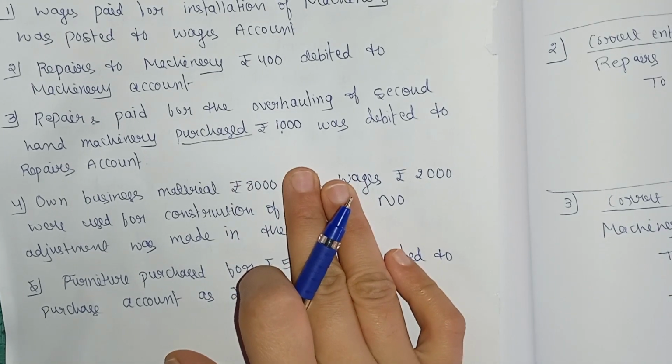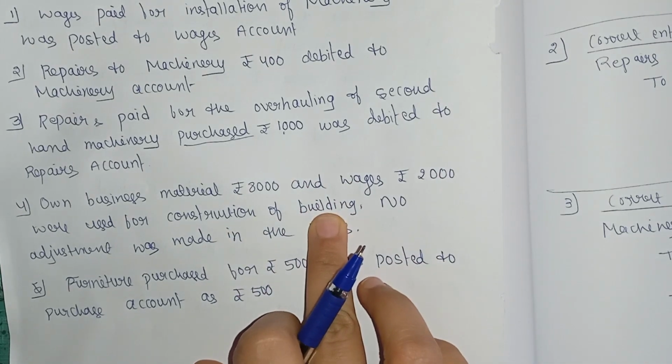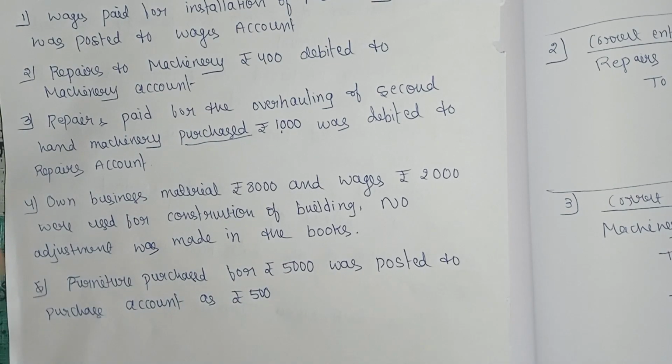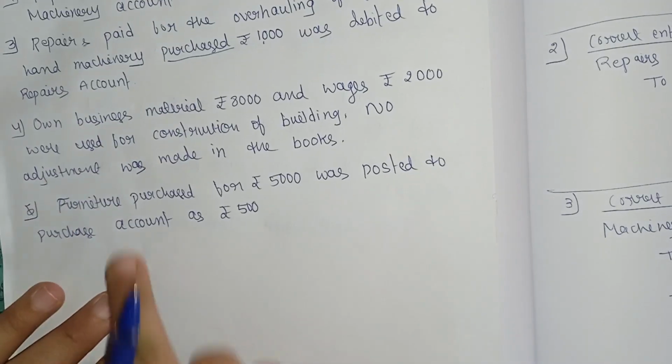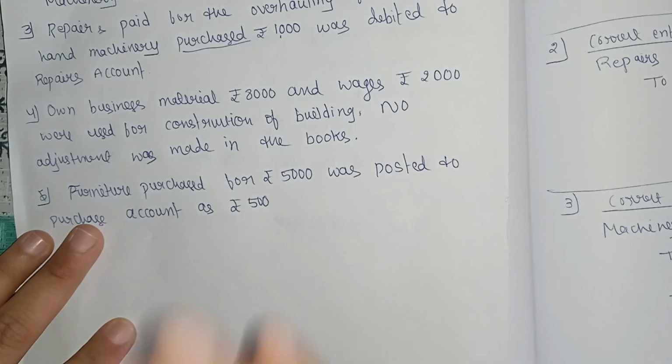B, material and wages used for construction of building not debited to the building account. It means there was no adjustment made in the books. Okay, clear? Now see the fifth transaction. This fifth transaction is very important.